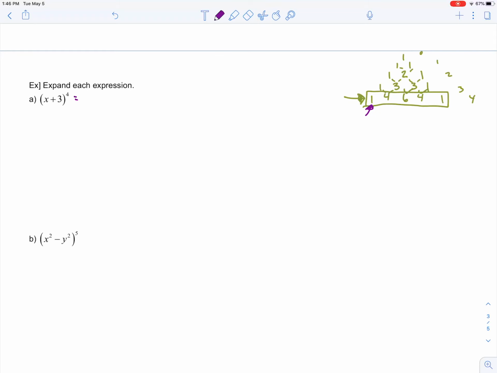So first I'm going to use this number here, 1, times x to the fourth power times 3 to the 0 power. So the two exponents here will always add up to 4 every single time. The ones for the x's will start decreasing, and the ones for the 3 will start increasing, okay? And then we need to keep including these factors over here, the 1, 4, 6, 4, 1. So plus 4 times x cubed times 3 to the first, plus 6 times x squared times 3 squared. Oops, this should be a 3.